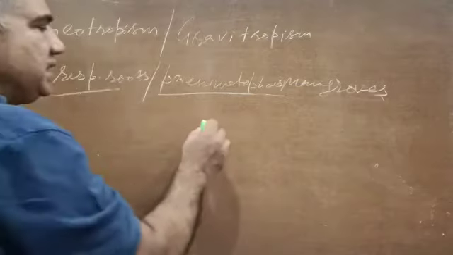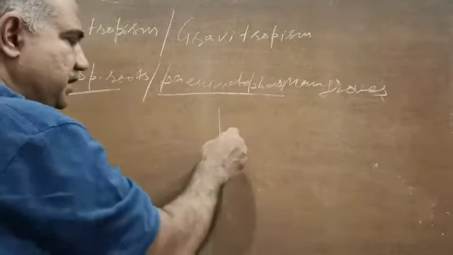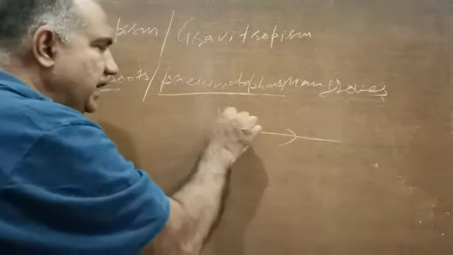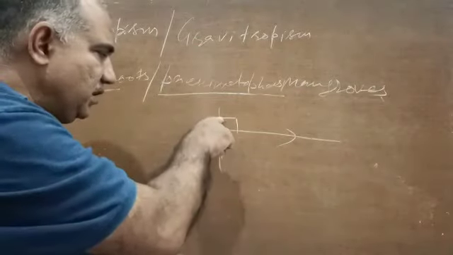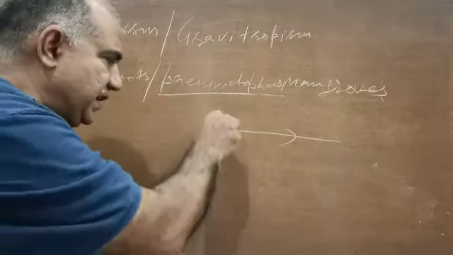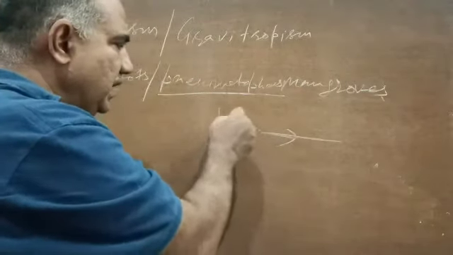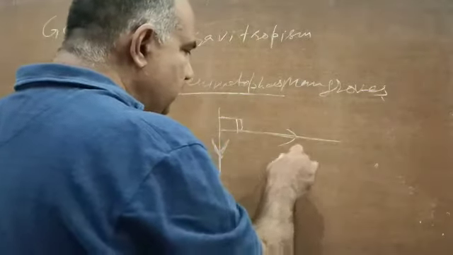Then there are some plants in which the gravitational pull is acting vertically down, but the organs of these plants grow at right angles to the gravitational pull of the earth. The direction in which the gravitational pull is acting is vertically down, and the organs of these plants move or grow at right angles to this direction.